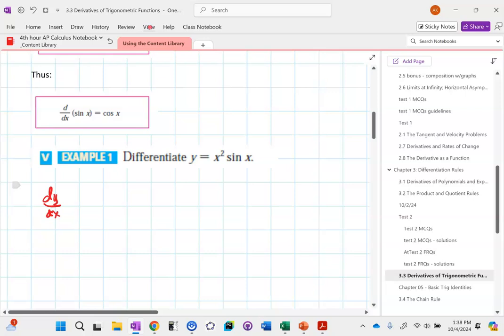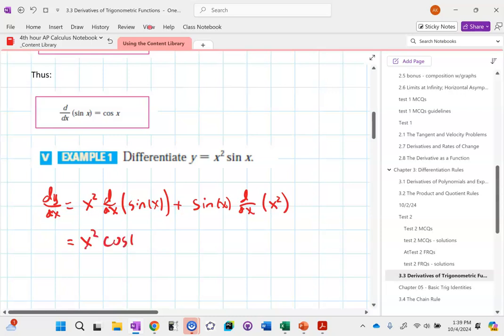So the way we write the derivative of y, we could write y prime, we could write dy/dx, and then the product rule. So we have f times the derivative of g plus g times the derivative of f. The derivative of sine we know now is cosine. And the derivative of x squared is? Yeah, good job, guys.